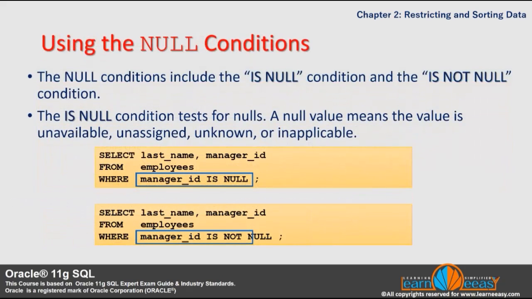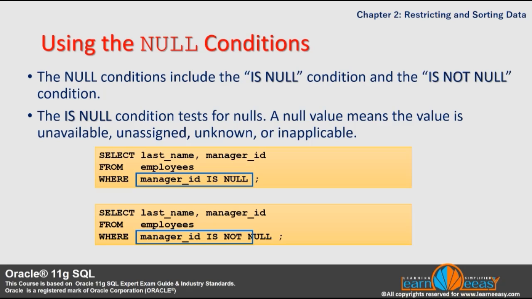Using the null conditions. The null conditions include the IS NULL condition and the IS NOT NULL condition. The IS NULL condition tests for nulls. A null value means the value is unavailable, unassigned, unknown, or inapplicable. Therefore, you cannot test with equal because a null cannot be equal or unequal to any value.